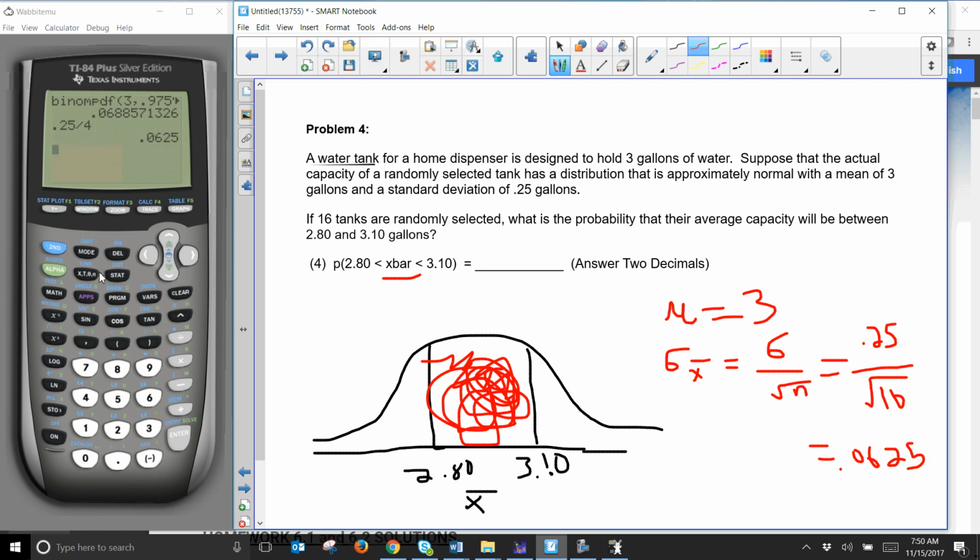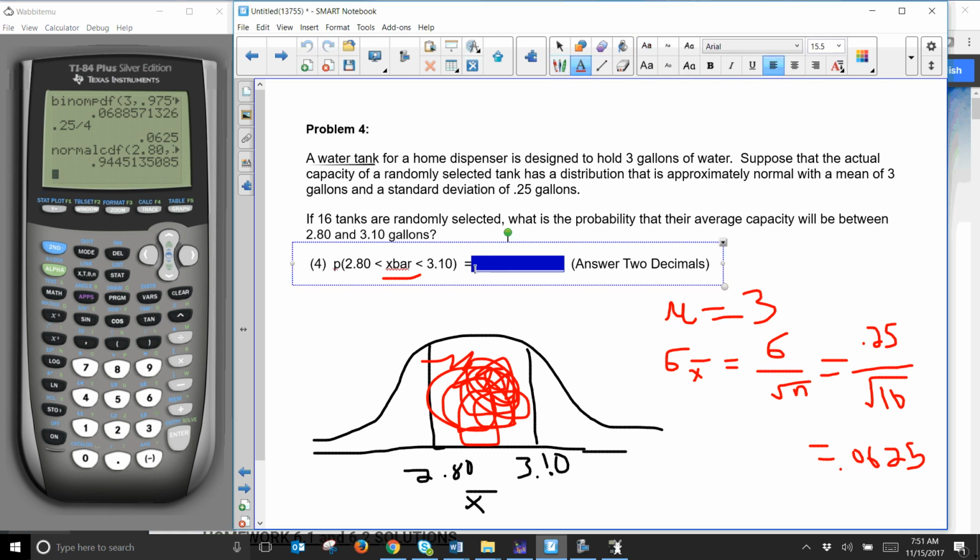So we're going to go to second vars, normal CDF. Our lower bound is going to be 2.80. Our upper bound is going to be 3.10. Our mean is going to be 3, and our standard deviation is going to be 0.0625. We plug it into our calculator. It tells us the probability that the average capacity is between those two is 0.94 to 2 decimals.